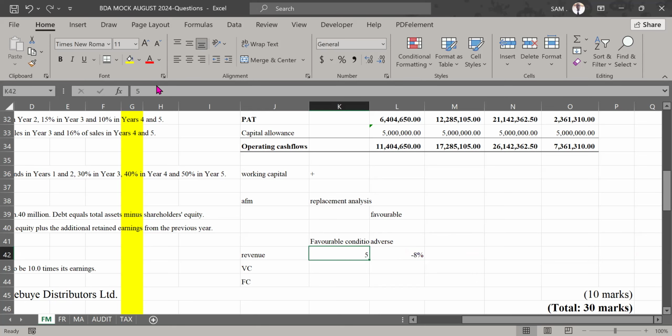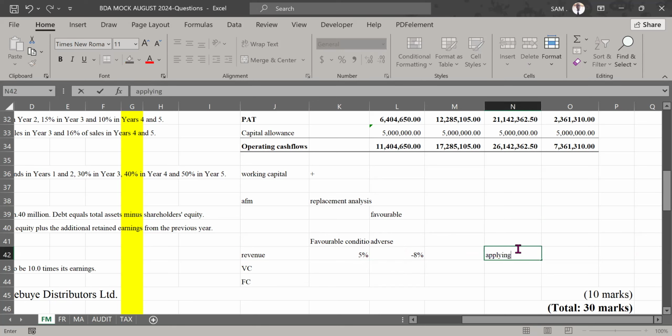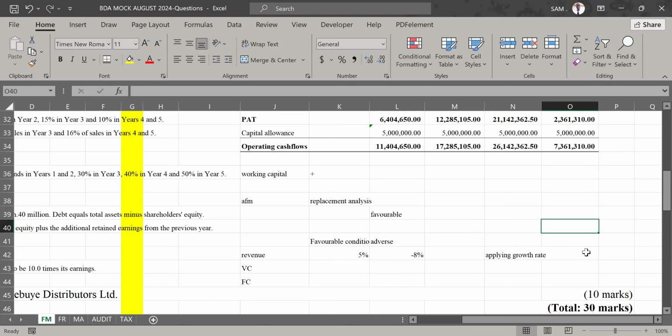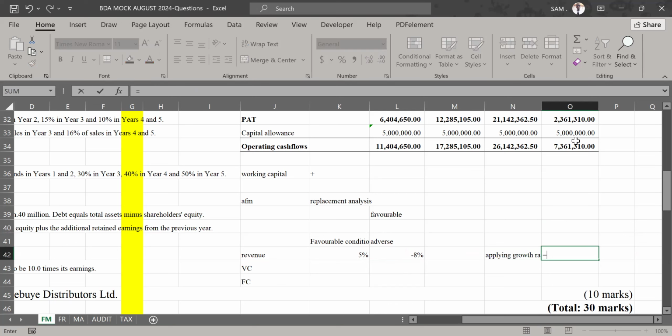But again, remember, what-if analysis is a sensitivity analysis tool. What if I subject my revenue to an adverse condition of -8%? What does that mean? This is just like applying growth rate. Applying growth rate is a very simple thing, the same procedure you normally use. You take the figure equal to that, then you subject it to the adjustment, minus or plus. Are you together there?